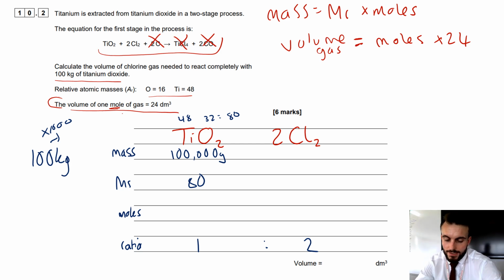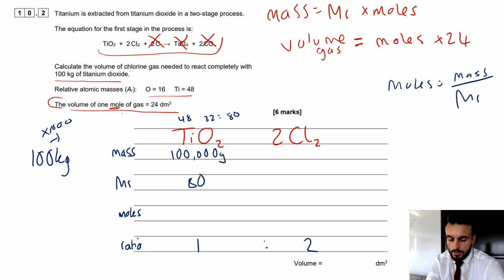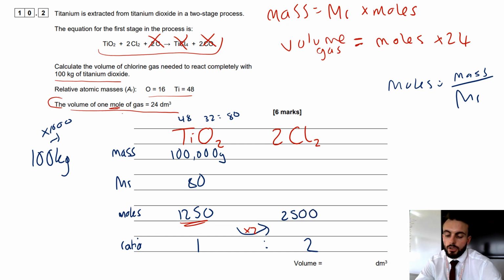We work out the moles of titanium dioxide. As mentioned before, to work out moles, we do mass over Mr. So that's going to be 100,000 divided by 80, which gives us 1250. Then we need to work out how many moles of chlorine there are. We already said the ratio is 1 to 2, so we're going to times this number by 2 to get the correct number of moles of chlorine.